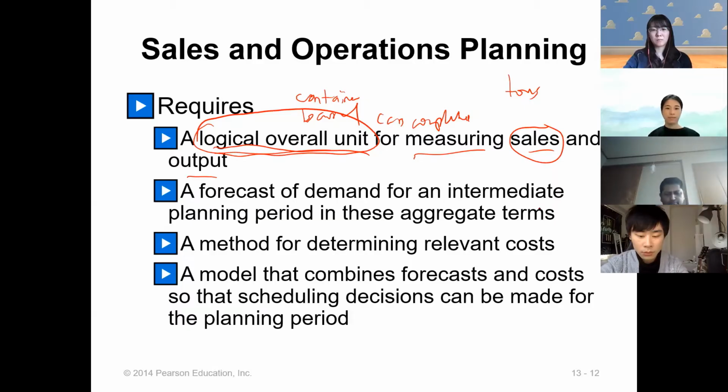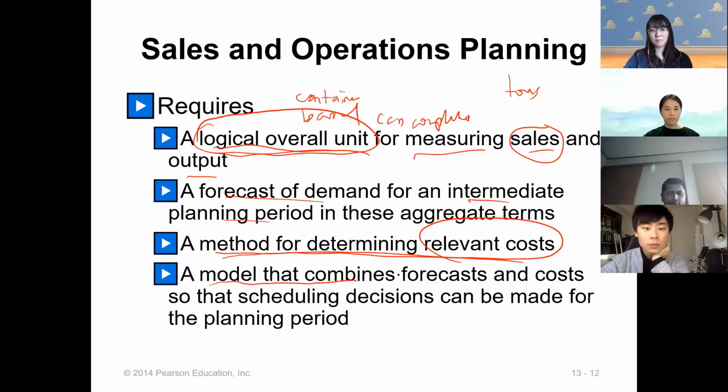And a forecast of demand for intermediate planning, I mentioned just now already. So basically, in order to come up with the model, we need all this. We need the same measurement unit. We need a forecast of demand, I mean, that data is known. If we don't have a forecast, we cannot do the aggregate plan. And also we need to know the relevant costs. So what are the costs that we're going to consider in order to make the decisions?